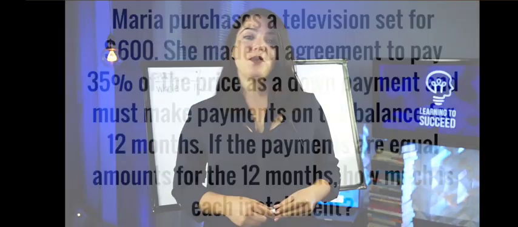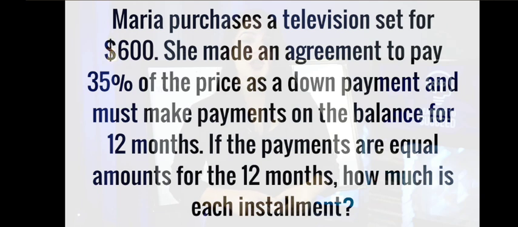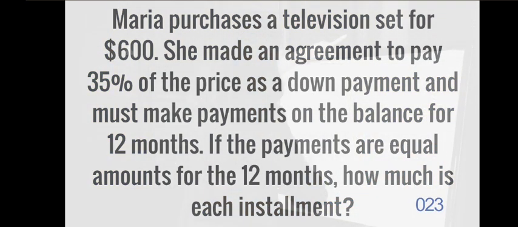All right, let's go ahead and do one last problem for our percentage word problem section. So here we go. The problem says, Maria purchases a television set for $600. She made an agreement to pay 35% of the price as a down payment, and then she must make payments on the balance for 12 months. If the payments are equal for the 12 months, how much is each installment?